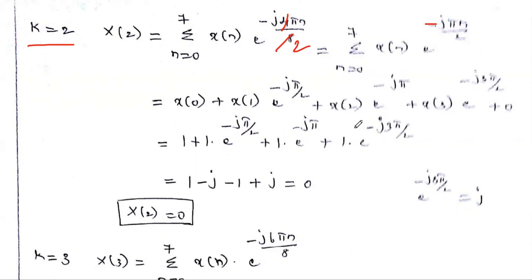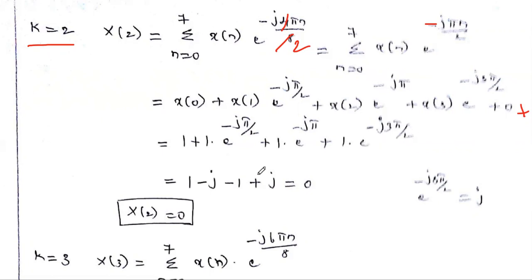Only in this problem, the first 4 samples have amplitude 1 and the last 4 samples have the value 0. So that's why the last 4 terms are 0. You just write it shortly as 0 plus 0 plus 0 plus 0. Now you substitute the values of x of 0, x of 1, x of 2 here. All amplitudes are 1 only. So 1 plus 1 into e power minus j pi by 2 plus 1 into e power minus j pi plus 1 into e power minus j 3 pi by 2.